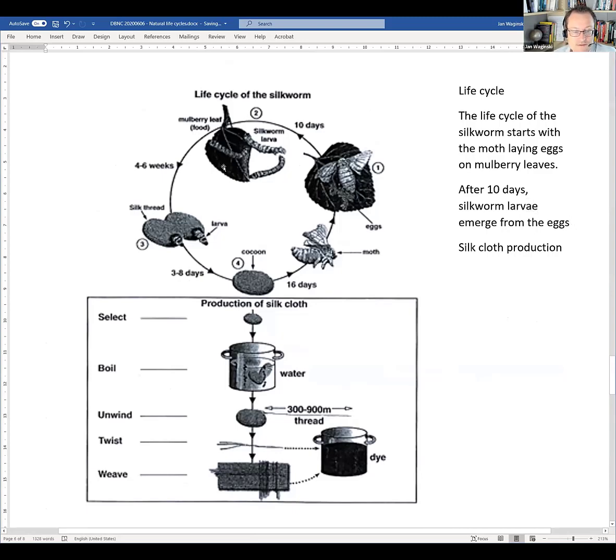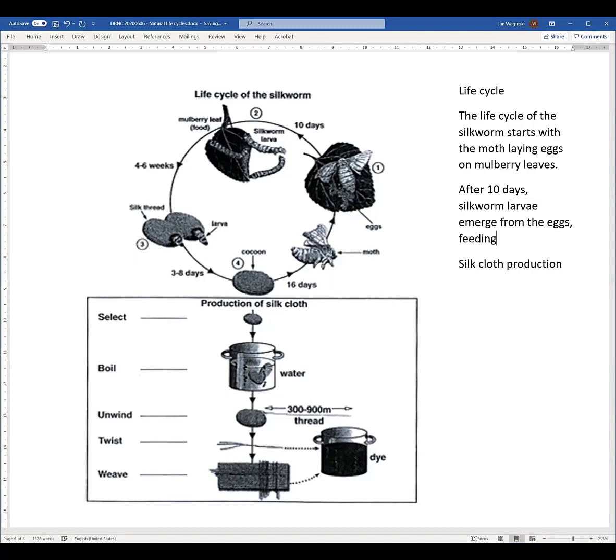Emerge from the eggs, and it mentions it's got food here in brackets. Feeding on mulberry leaves. I'm going to put the mulberry leaves because that's where they were laid. Feeding on the mulberry leaves. Good. Okay, Safa, next.